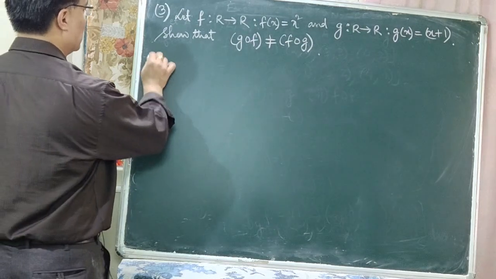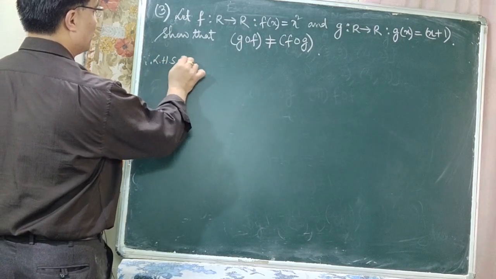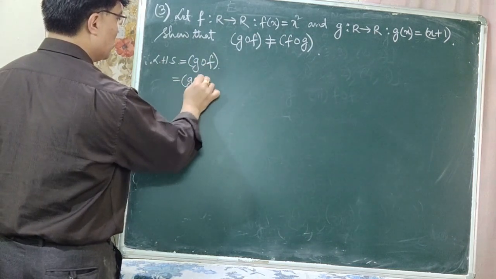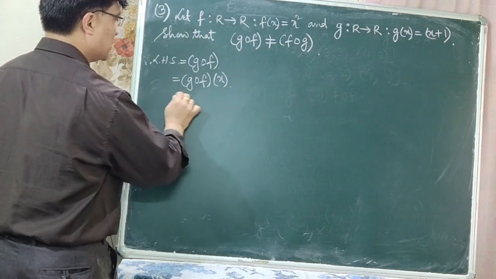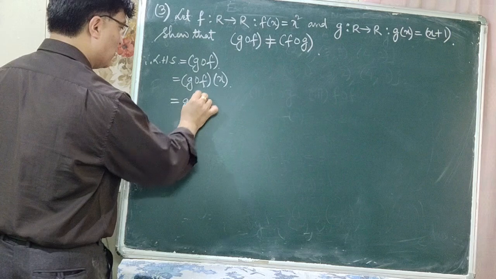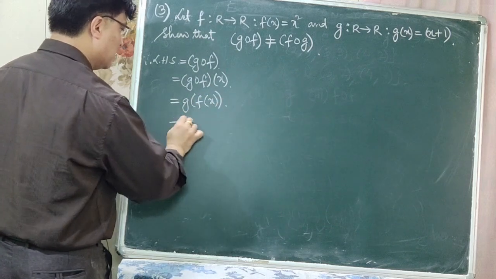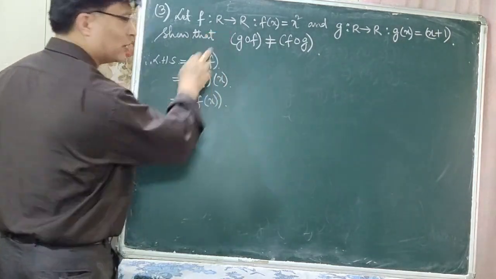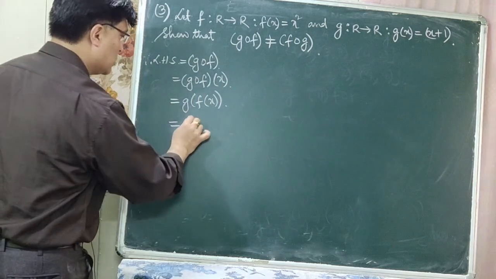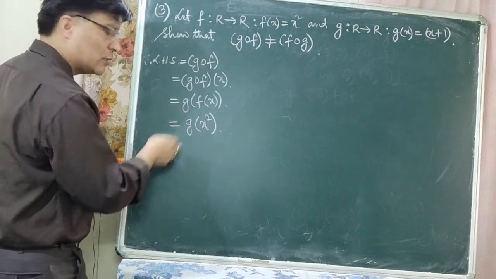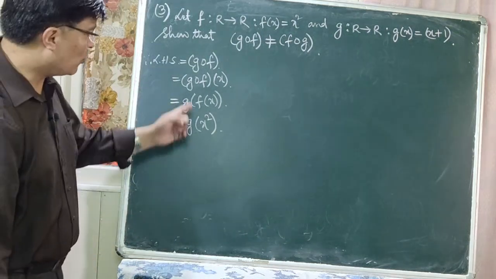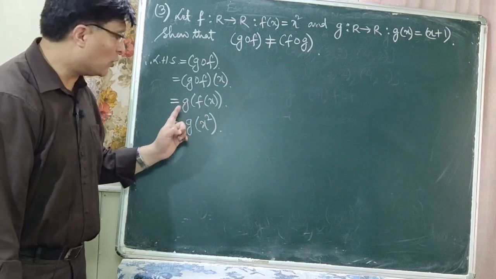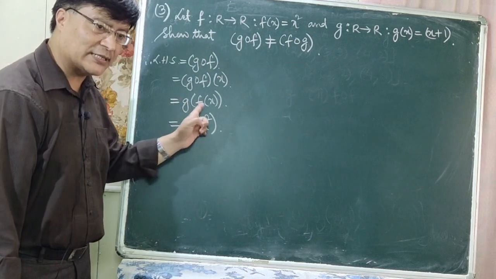Okay. So now let us find out this left hand side, gof. Left hand side is gof and is defined as gof of x, right? Which is equal to g of f of x. Is that clear? Now in this case how will you simplify it? You put the value for f of x given in the question. What is f of x? It is your x square. So this is g of x square. So instead of x, there is x square now.